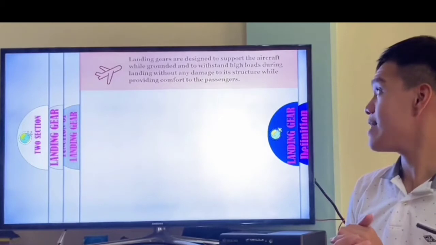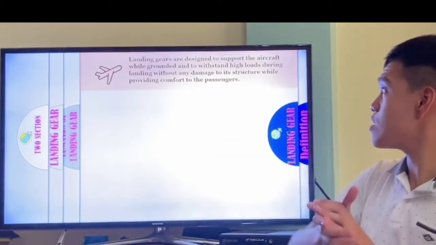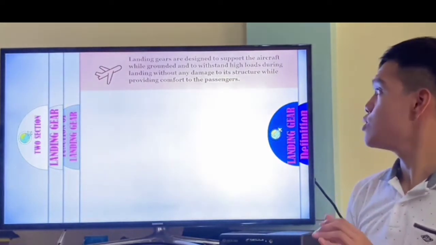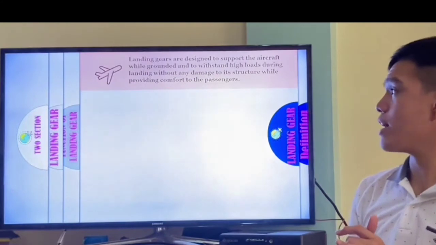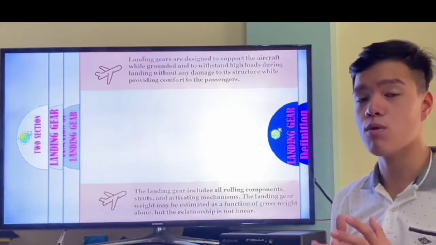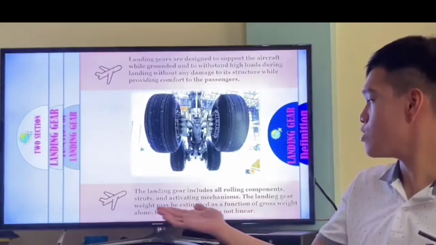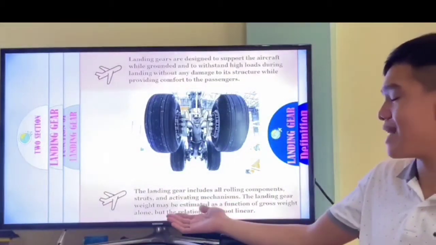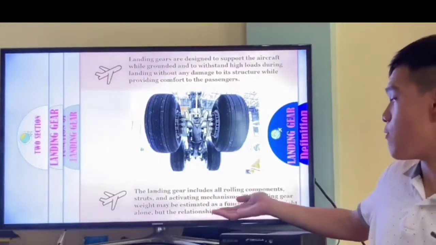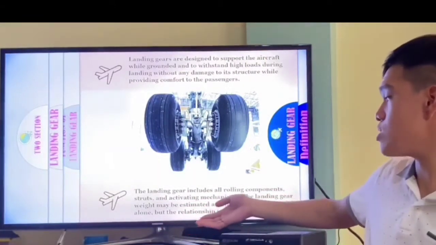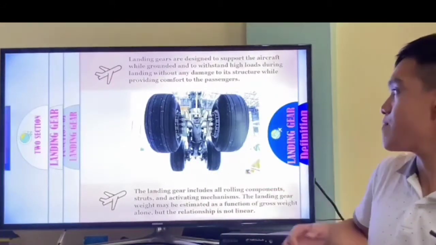So, landing gears. Landing gears are designed to support the aircraft while grounded, to withstand the high loads during landing without any damage to its structures, and also to provide comfort for the passengers so that it will provide a smooth landing. The landing gear includes all the rolling components, struts, and activating mechanisms. The landing gear weight may be estimated as a function of gross weight alone, but the relationship is not linear. So this is a multi-bogie landing gear.